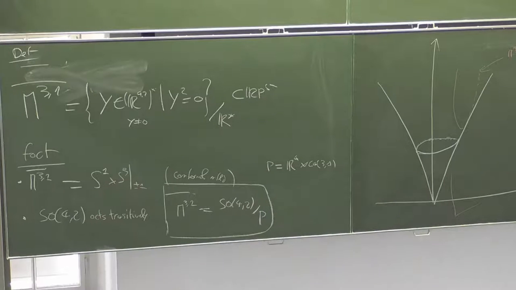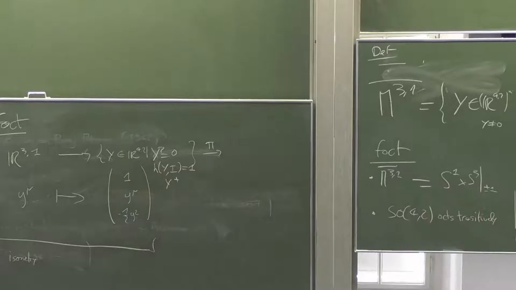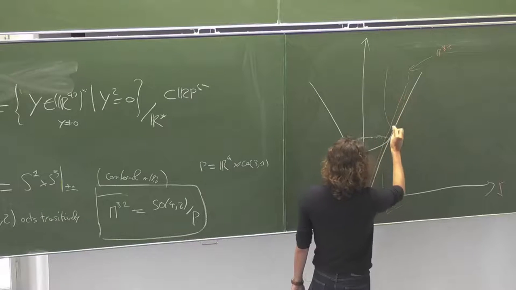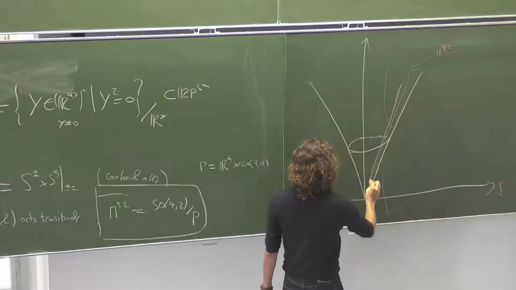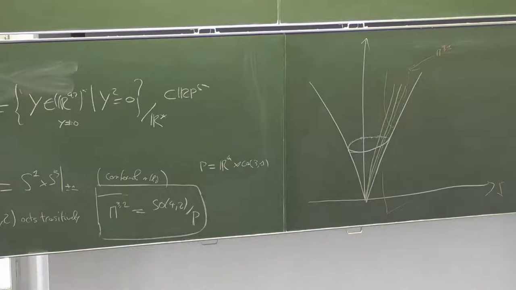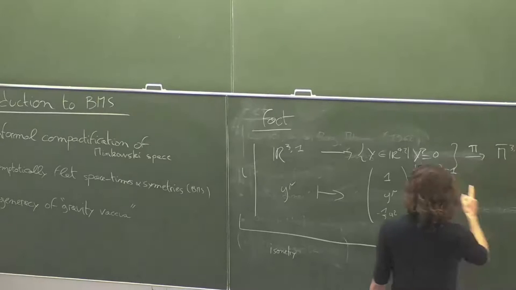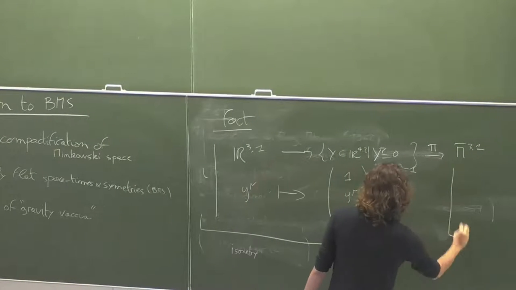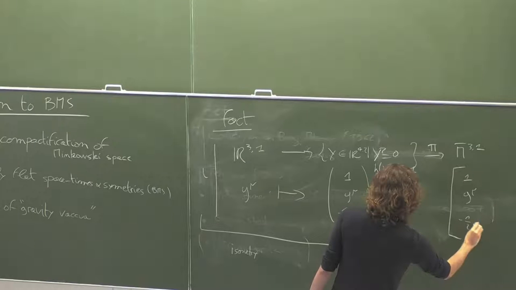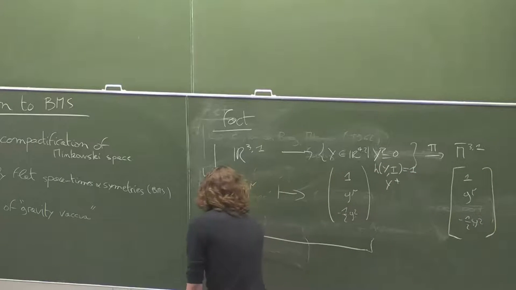Now, what you can do is project. So we had this slice. Now you can project here, so you are looking at the projective cone. You identify all the points which are sitting on the same generator. This point is identified with this one, this one is identified with this one, et cetera. So you can now project on this M-bar 3,1. We have this isometric embedding of Minkowski space. The way I'm going to write it is that you use homogeneous coordinates now. And of course, this is a conformal embedding.